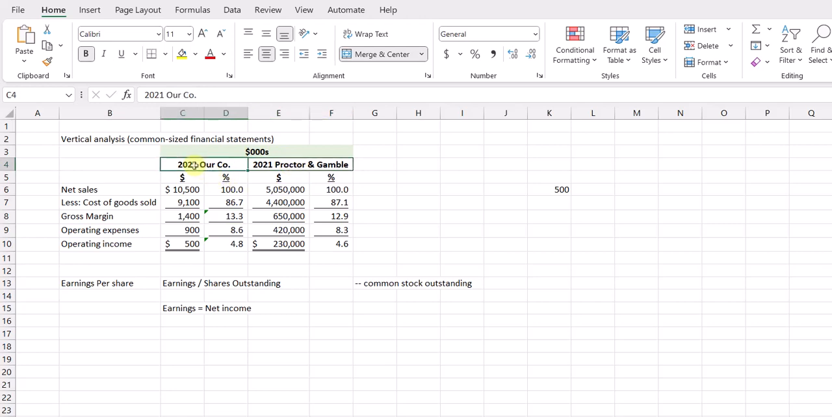perhaps this might be actual. I still can't spell it right. Actual. And this might be, let's say, budget. Now, of course, my numbers are way off here because I based it on something else. But you get the picture. You can compare something to something else. Okay? And by the way, actual versus budget, in my experience, tends to use horizontal analysis more than vertical analysis.